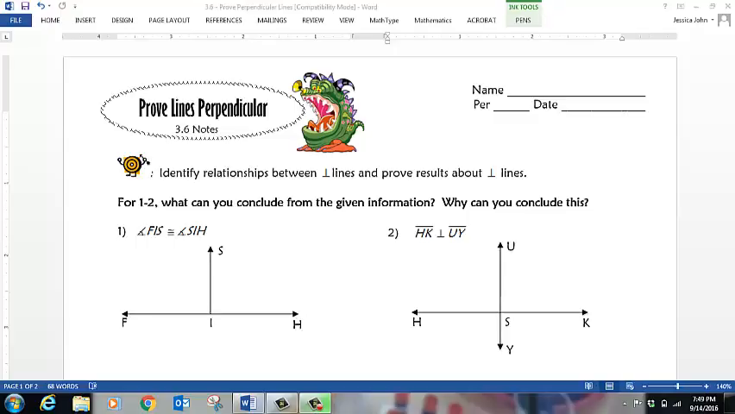Hi guys, today we are going to be learning about perpendicular lines and their relationships.